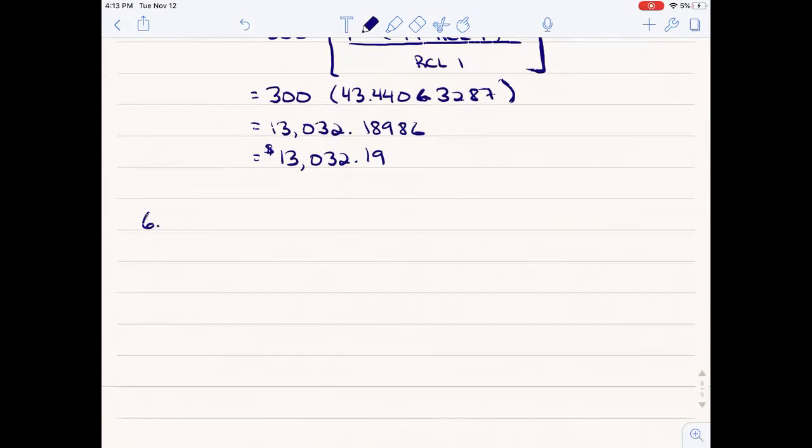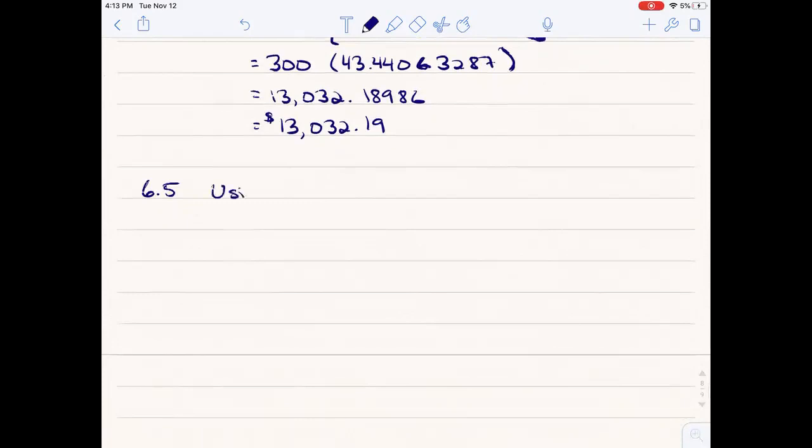Section 6.5 is using the calculator for annuities, right? We used our calculator for compound interest, but you'll definitely find it helpful for annuities. Mostly because it calculates I2 for you. Nice.